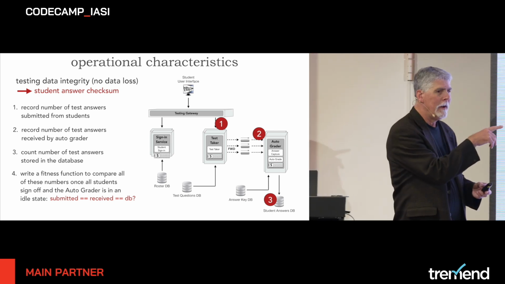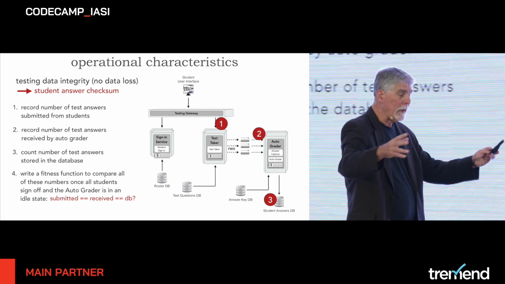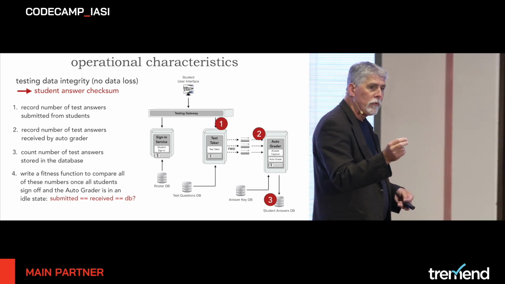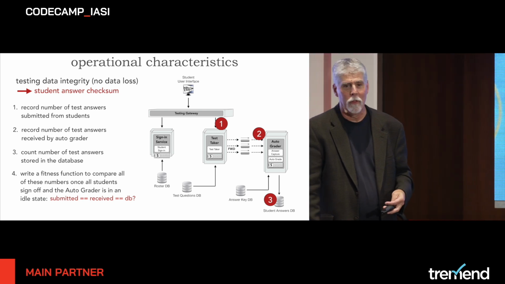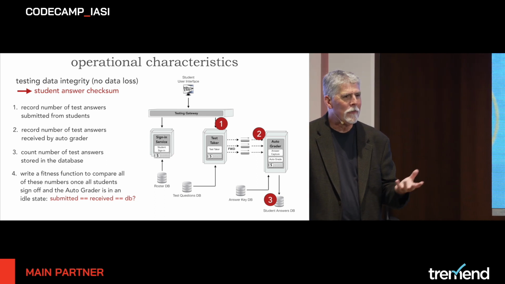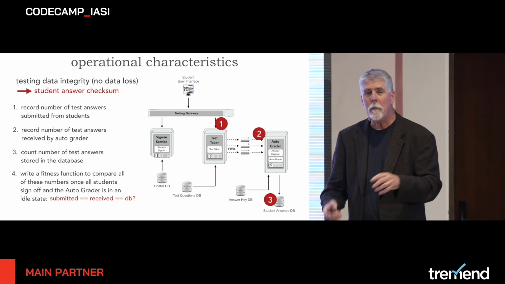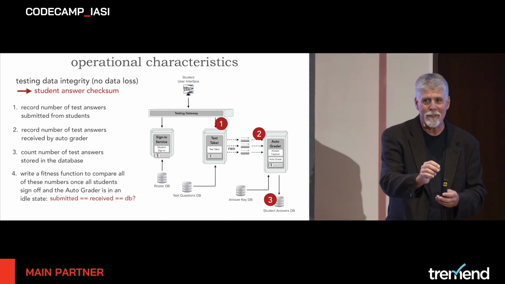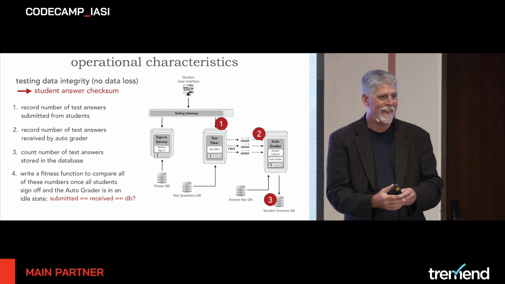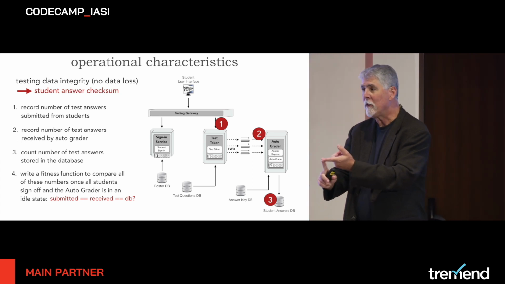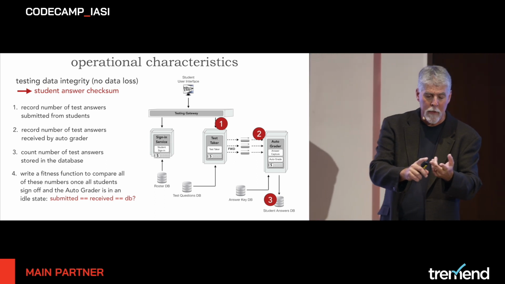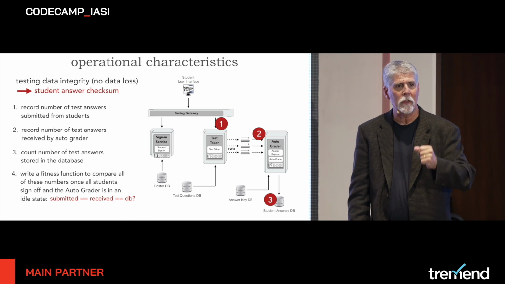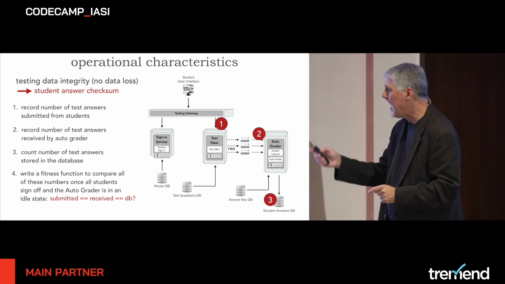Because what's the problem? During a testing cycle, where we may be testing for 6 or 7 hours during the day, these numbers, folks, will never, ever be equal. There's always going to be a lag. So we have to qualify that checksum. We write a fitness function that says, when we get to an idle state, then compare those numbers. Yes, when the queue depths are all 0 for every single one of the queues, when the auto grader basically says, I'm not processing anything, that's the end of the testing cycle. Now we can actually compare them.